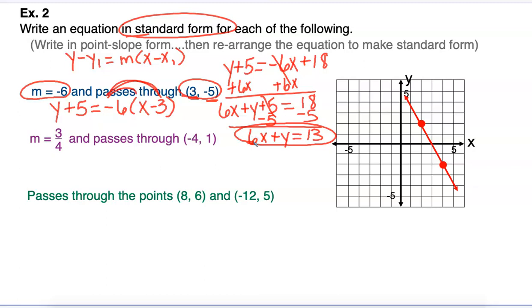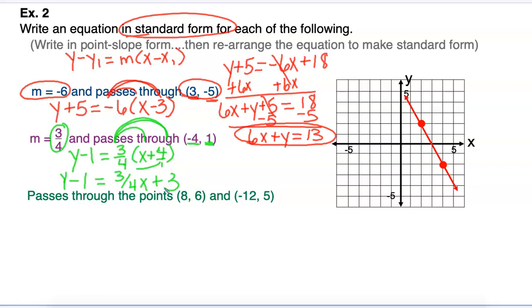The second one is similar, except for the fact we've got a fraction here. So let's plug it into our point-slope formula. Our y1 is 1, so that'll be the opposite, -1. Our slope is 3/4. And then we have x, opposite of -4 is plus 4. So we have y minus 1, and then I'm going to distribute our 3/4 to each of our values in the parentheses. So we have 3/4 x, and then 4/1 times 3/4 would be 12/4, which is just plus 3.